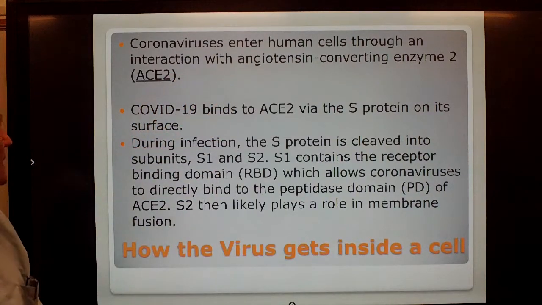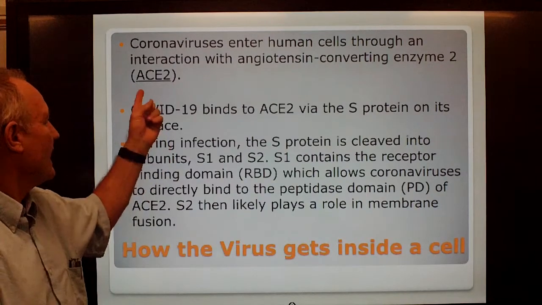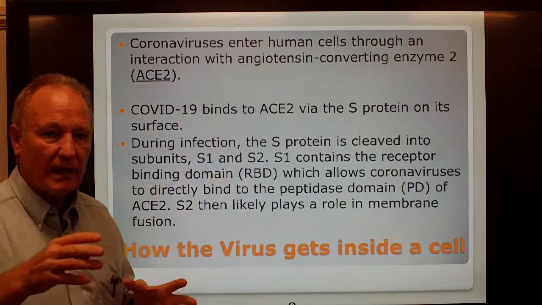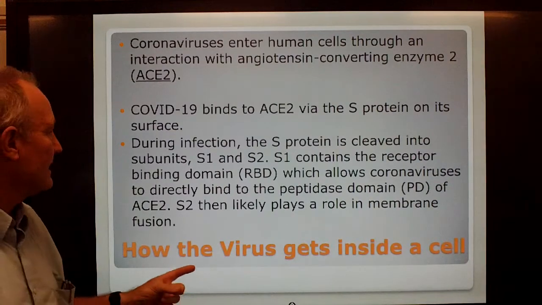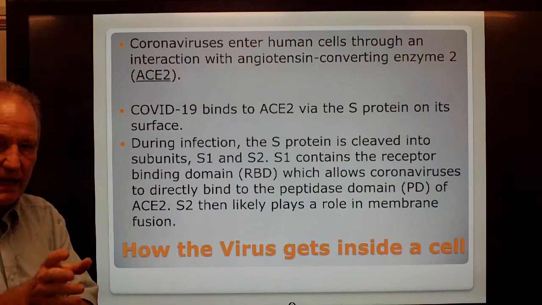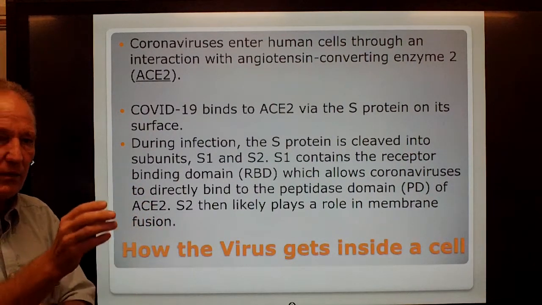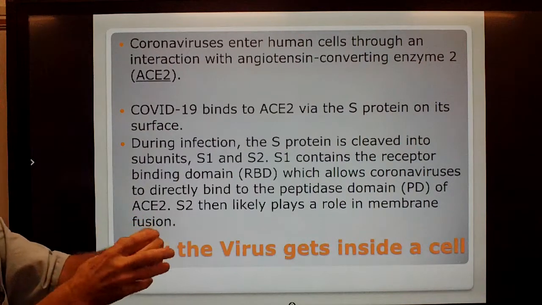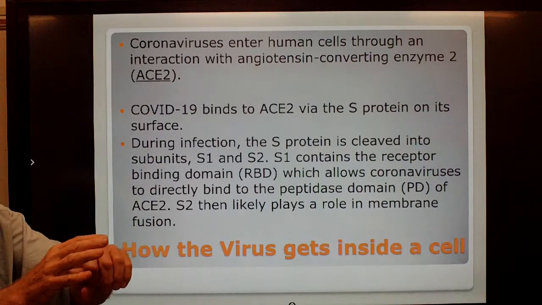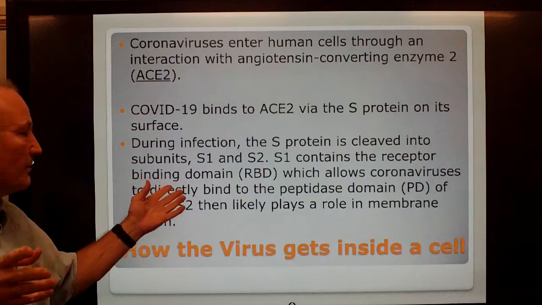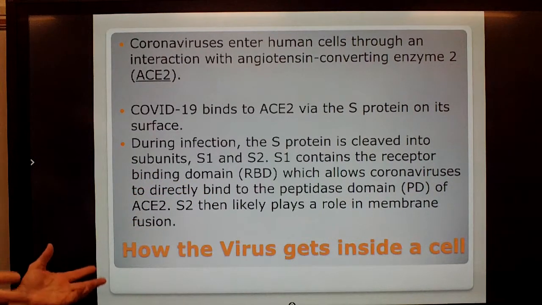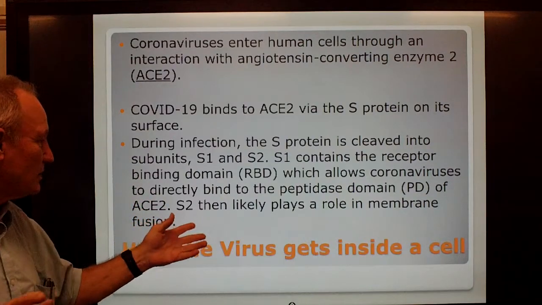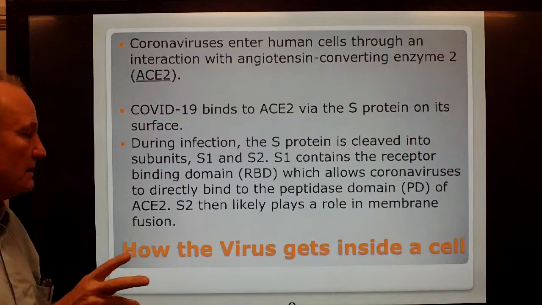There's a molecule called angiotensin converting enzyme, or ACE2. ACE2 becomes important because it's used by coronavirus to actually help facilitate it getting inside of the cell. So COVID-19 bonds to the ACE2 with what's called the S spike, or the spike protein, on its surface. And when this S protein comes up to the ACE2, it attaches to the ACE2. The S protein is cleaved into S1 and S2. Once it's cleaved, S1 has the key that's going to unlock, basically, the RBD, the receptor binding domain, which allows it to get into the cell. S2 plays some role, I'm not exactly sure, in that membrane fusion.